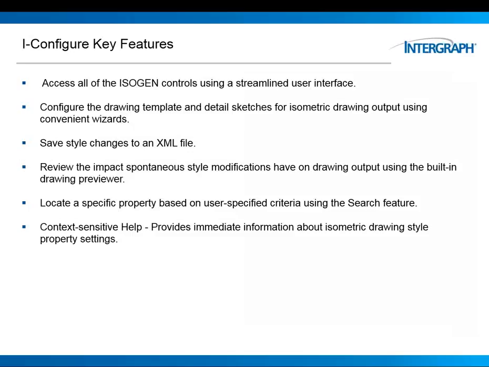So in a nutshell, the following summarizes the important benefits you get if you opt to use icon figure. So you have an intuitive GUI to control all of the Isogen settings, wizards for configuring the drawing template and detailed sketches. When you want to change the style settings, they're now saved to XML files. And of course, you have that nice drawing preview, which allows you to visualize the isometric output based on the current set of Isogen settings. Finally, you have advanced searching and help functions to make the program easier, so you don't need to memorize those Isogen settings keys anymore.